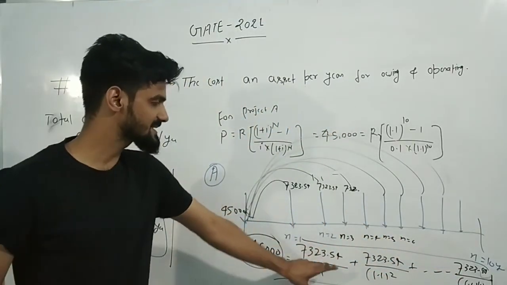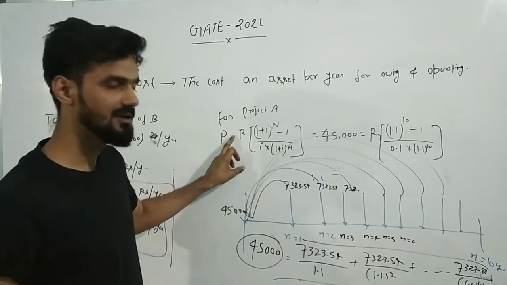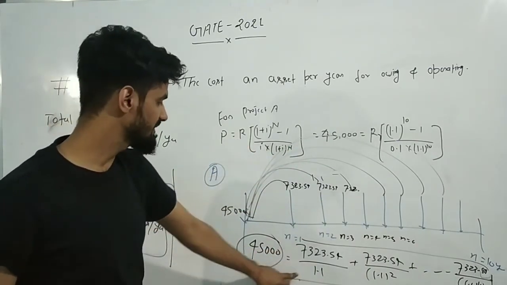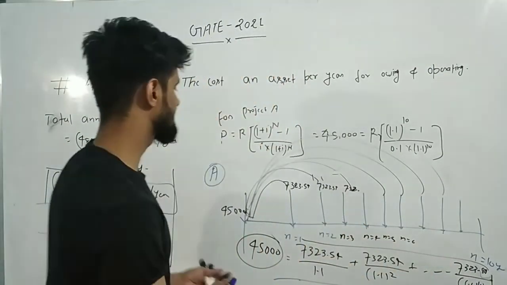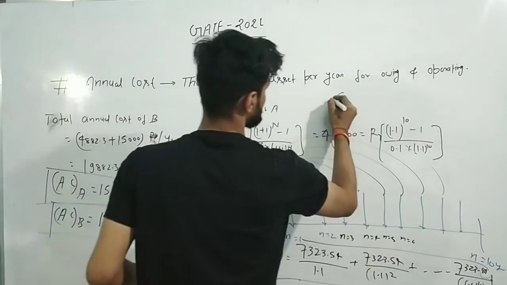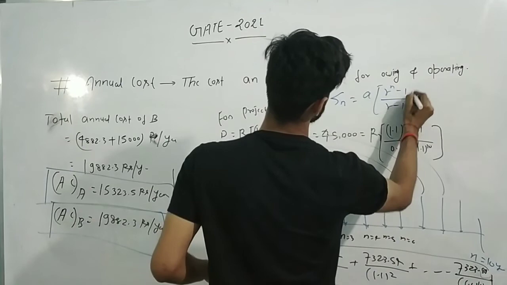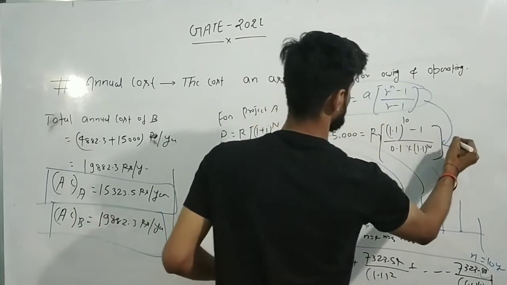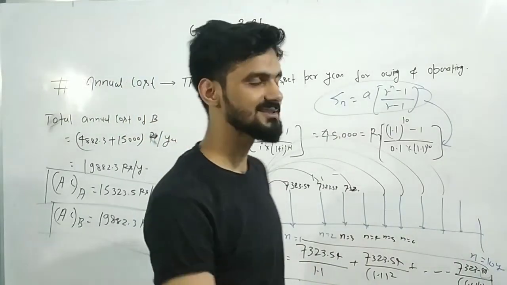And how it has come, I have already told you how this formula has come. We are doing these things only. Okay. From here, it will be a GP term, and you all already know the sum of GP, Sn, is equal to a times r to the power n minus 1 upon r minus 1. That is the same thing I am doing right now in this formula. So you can do these things for project B also. The same thing will happen.